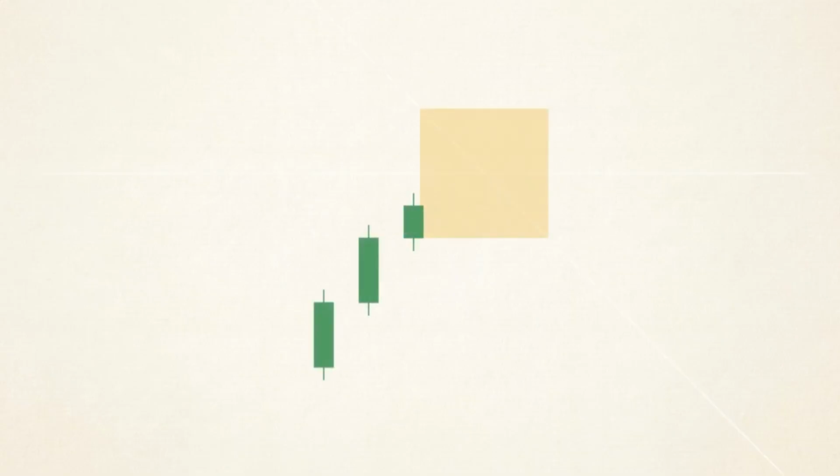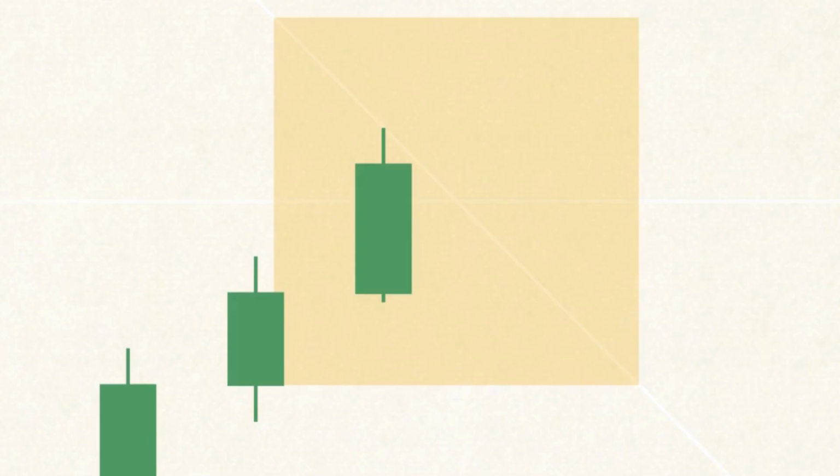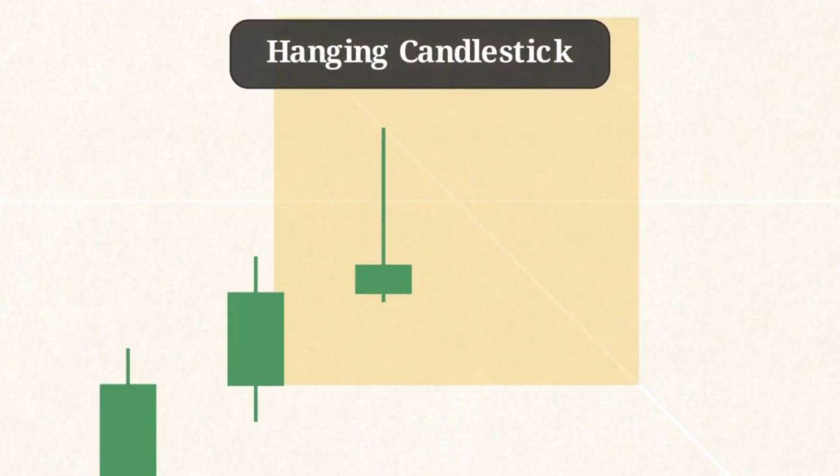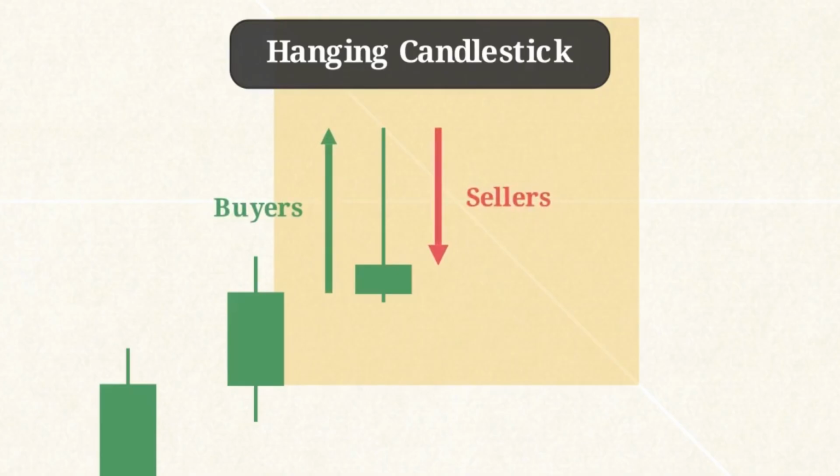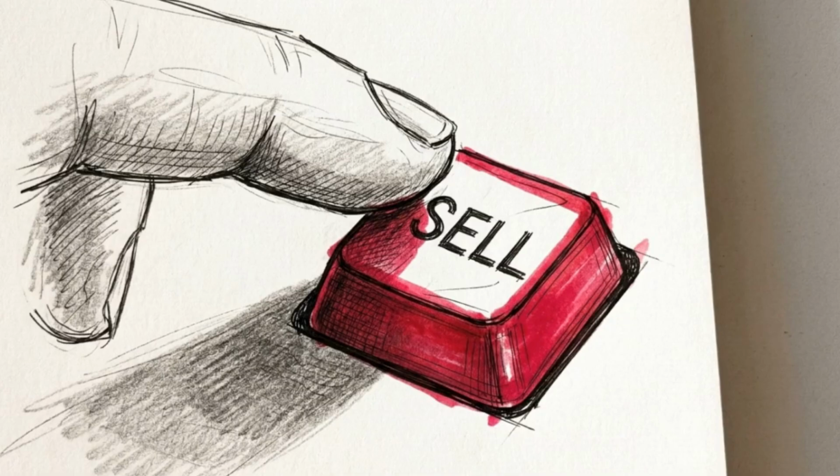As the price enters the box, we watch closely for a reaction. In this case, we get a hanging candlestick. The long upper wick proves that buyers pushed the price up into our zone, but sellers immediately rejected it. Do not enter a short trade here.